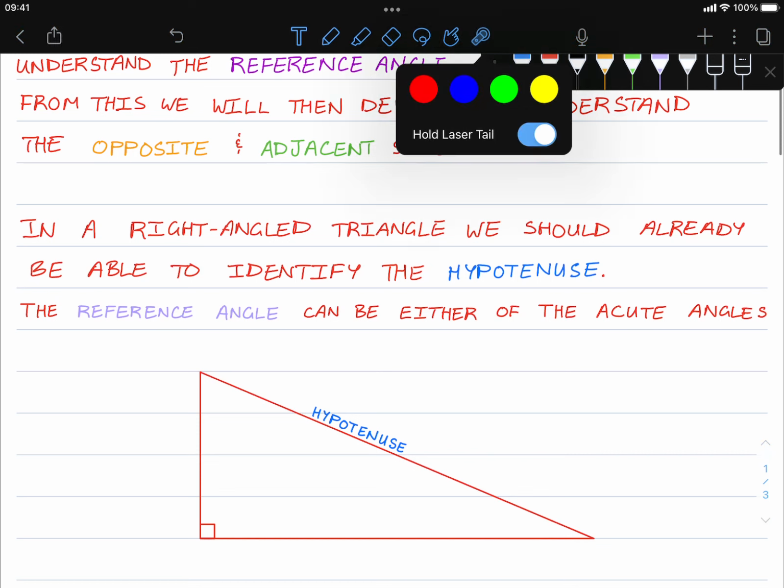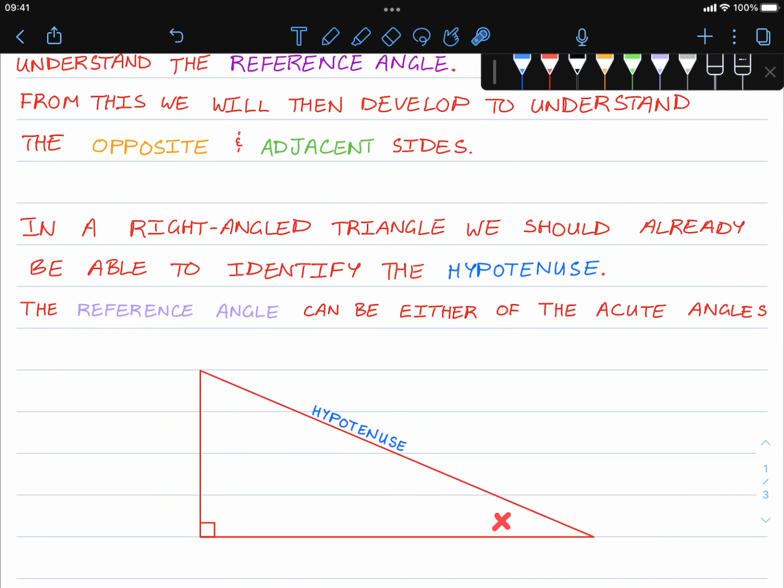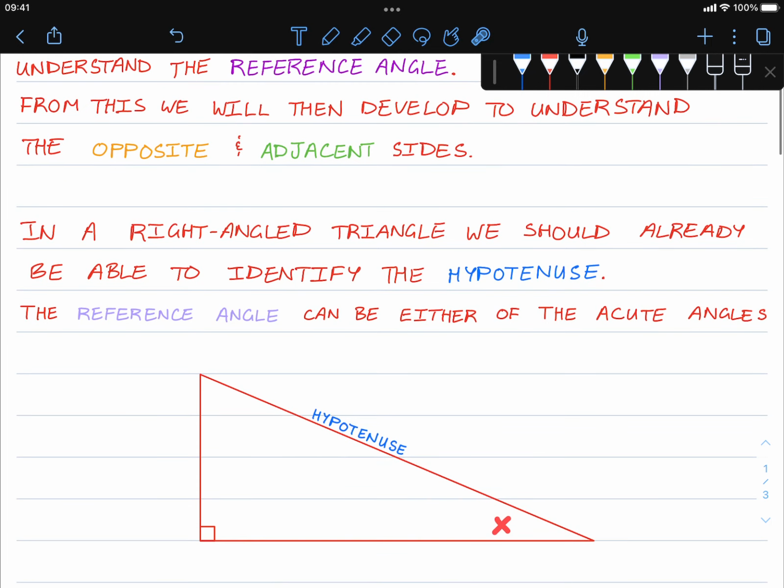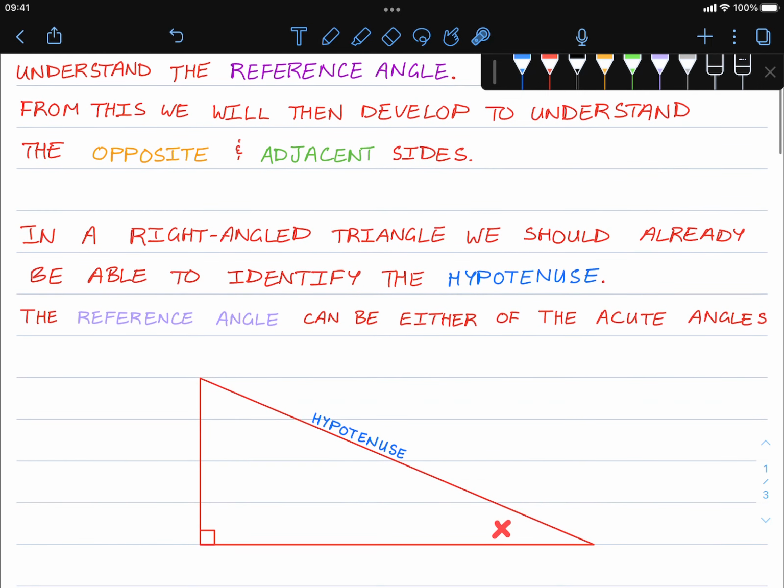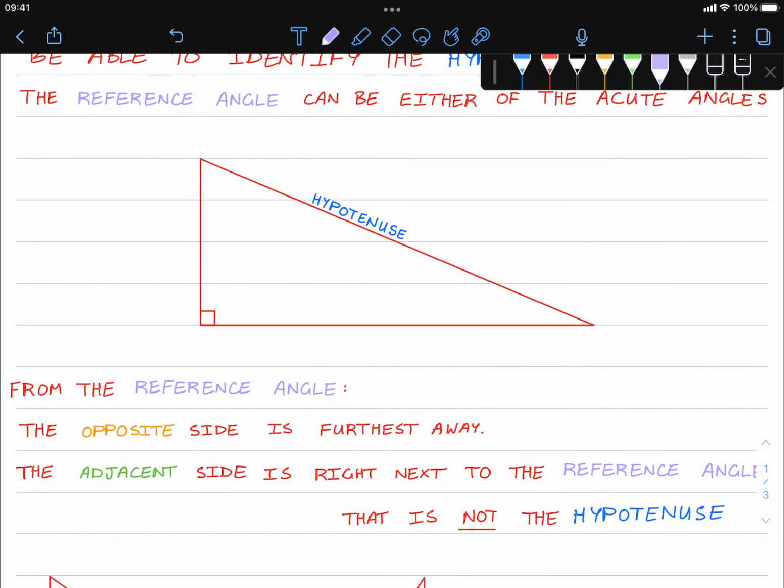Now, because we know where the hypotenuse is, the reference angle is either of the acute angles in the right angled triangle. So the reference angle might be placed here, or it might be placed here. Depending on where it's placed is where we're going to work from. So now, let's just say that the reference angle is here.